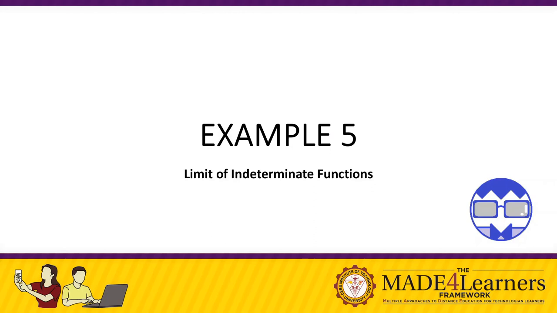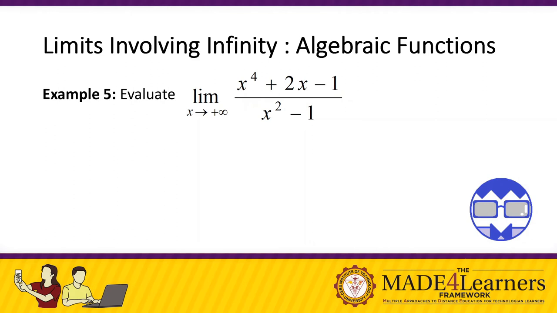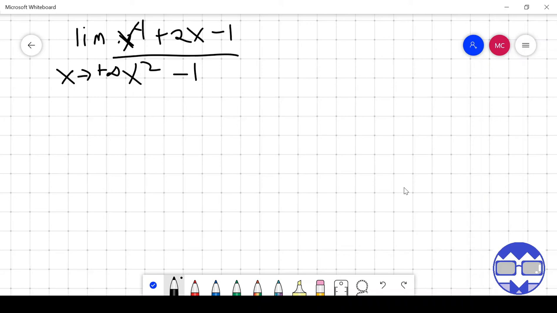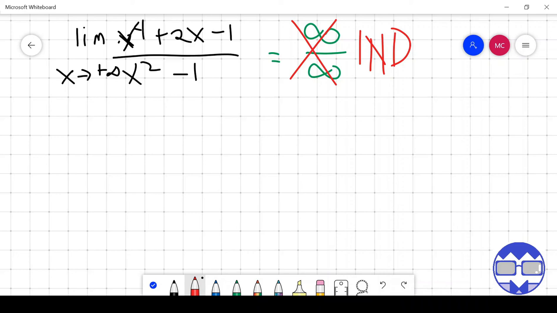Example number 5. Limit of x to the power of 4 plus 2x minus 1 all over x squared minus 1 as x approaches positive infinity. Step 1, evaluate. Evaluating the function at positive infinity, for sure the numerator will be infinity, and the denominator, infinity squared minus 1, is just infinity. So again, this is indeterminate and not the answer. So we are going to use the theorem.